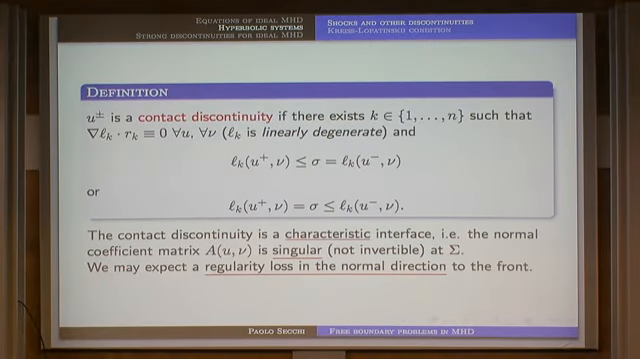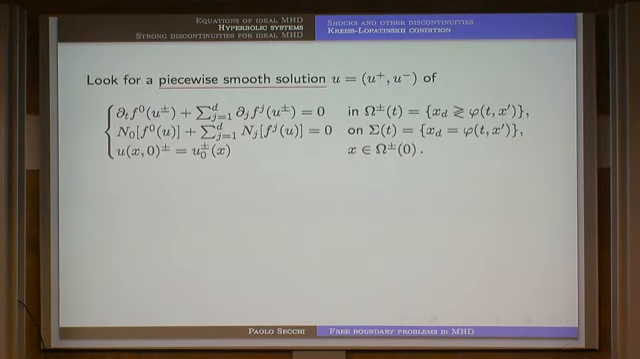And typically one expects to control one normal derivative using two tangential derivatives. So there is a loss of regularity in the normal direction. Okay, now, so our problem is this one.